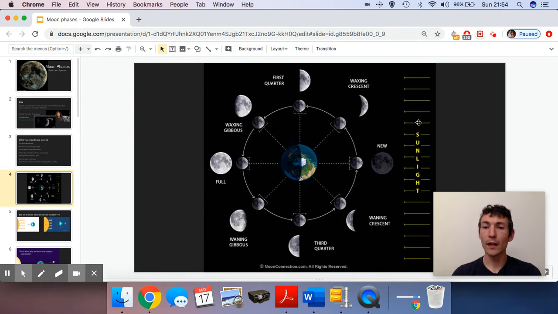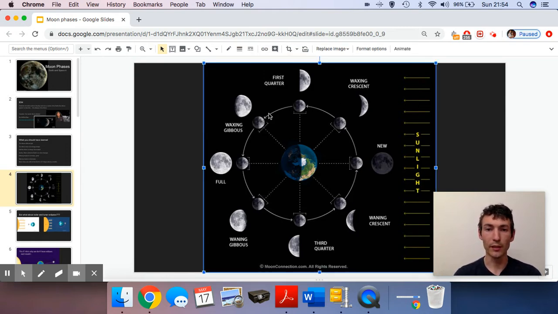Right, this is a nice image here. We have got our sunlight beaming in from the right-hand side. Now, I want you just to look at the inner circle here first. Forget about the phases of the moon on the outside for the moment. On the inner circle, we can see that the moon is orbiting the Earth.